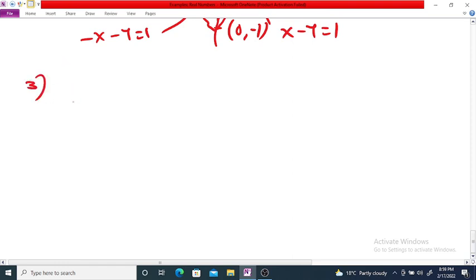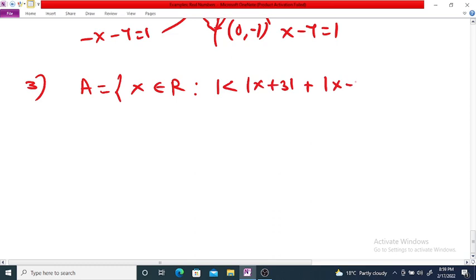Let A be the collection of all real numbers x such that 1 < |x + 3| + |x − 2| < 7. Determine the set A.